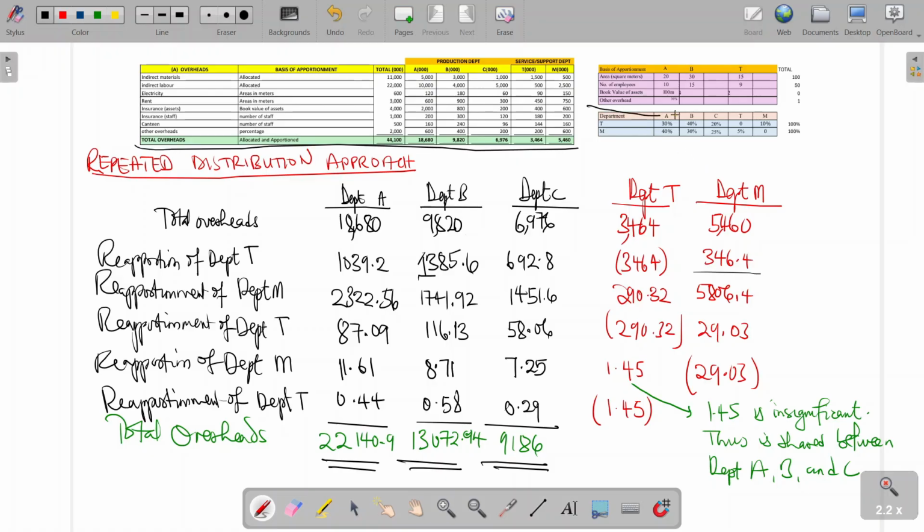In order to share the department, we have to use these proportions. To share Department T, we have to use the proportion on the top for each of the production department and the service department. To share Department M, we have to use the proportion on the bottom. Remember, Department T and Department M are the only two service departments.